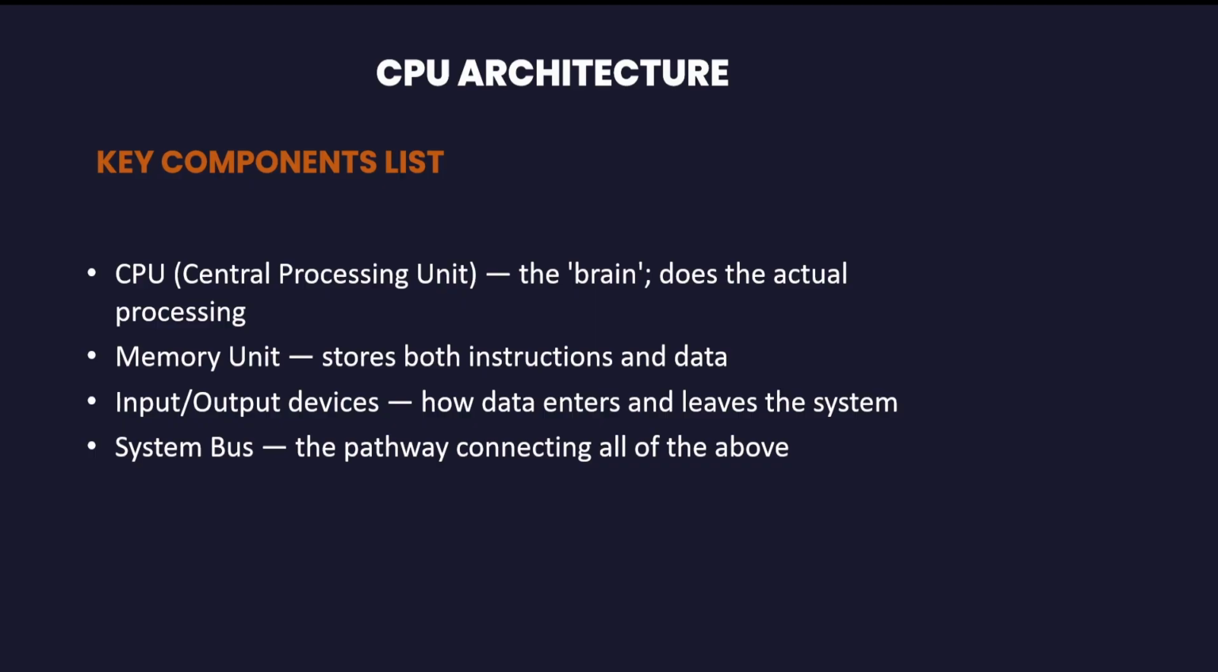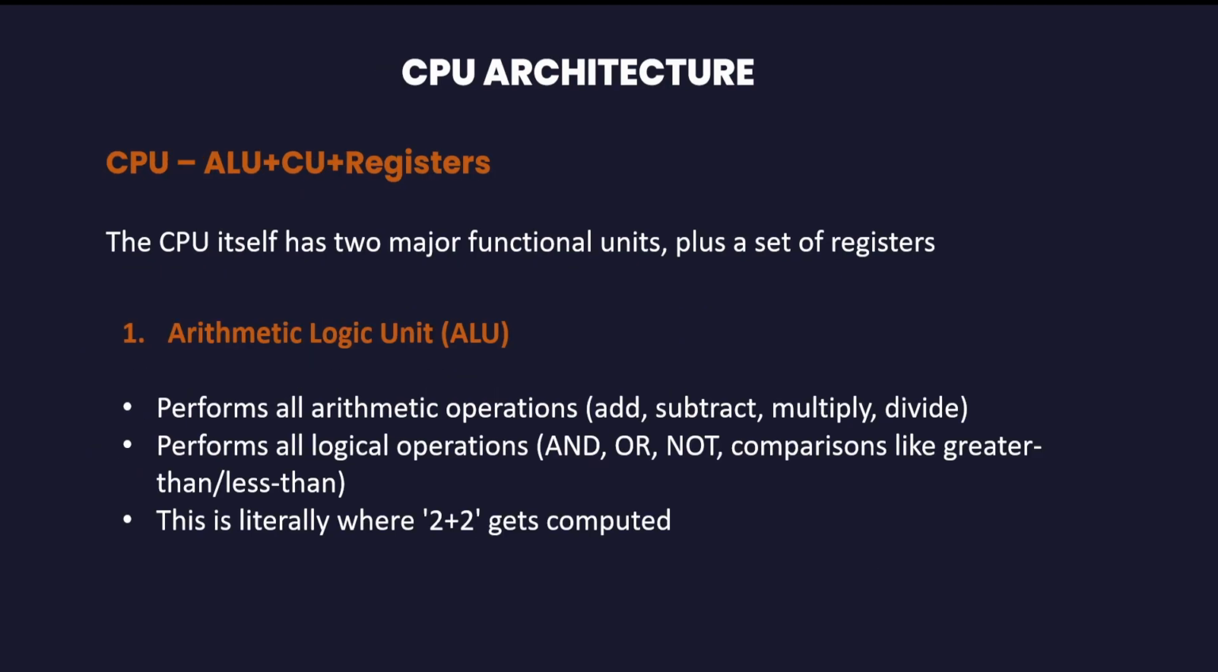Now, key components list. CPU, central processing unit, the brain, does the actual processing. Memory unit, stores both instructions and data. Input and output devices, how data enters and leaves the system. System bus, the pathway connecting all of the above. Now, CPU is made up of ALU, CU, and registers.